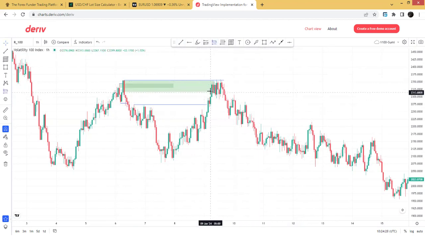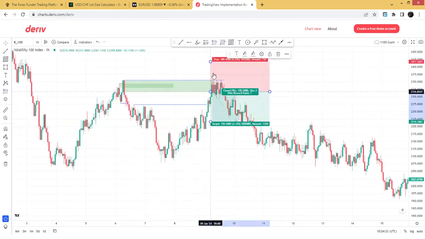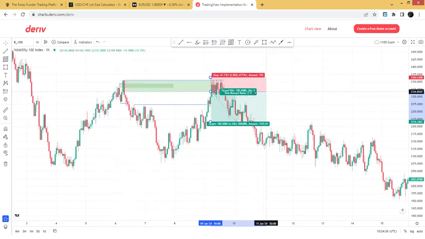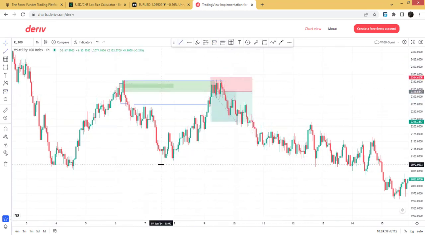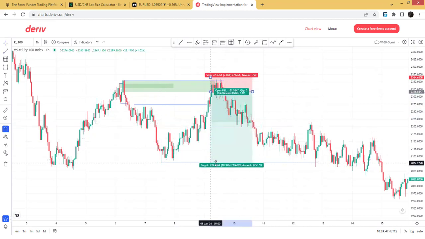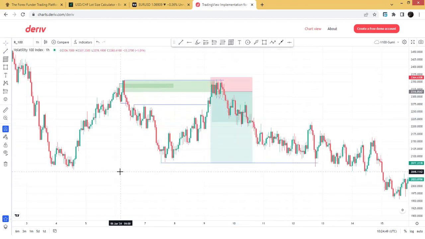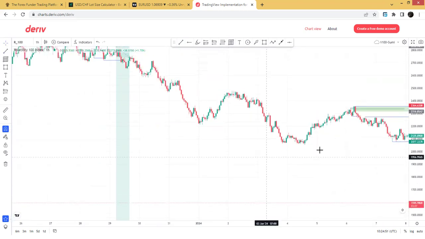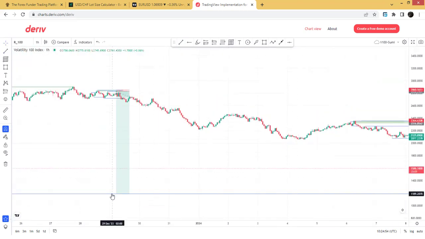So you could have taken your entry here. Well, that won't have been the true entry, but let's just put it there. And then your stops just slightly above your protected high. And your target is where? Your target is going to be this lowest point within that trading range. That would have been your target right there. That'll be your TP1 right there.